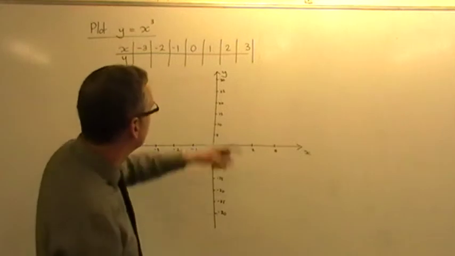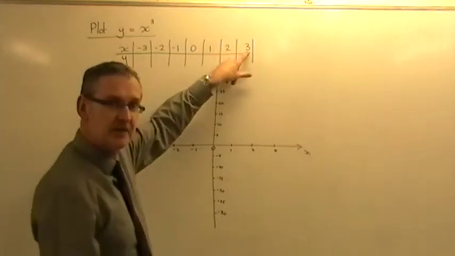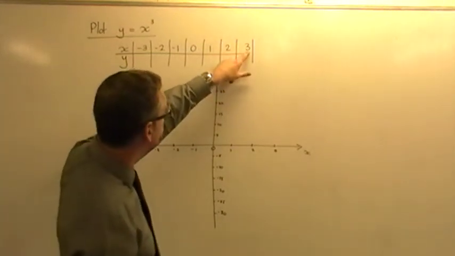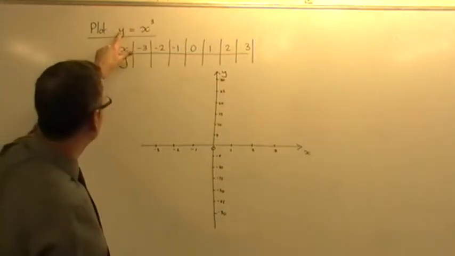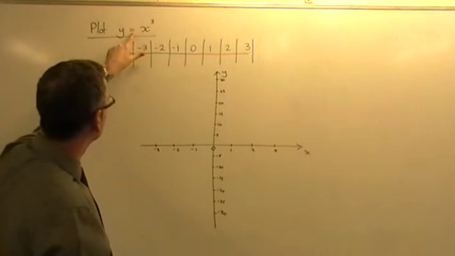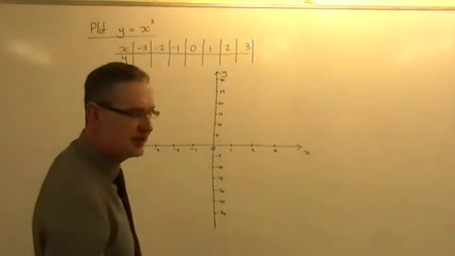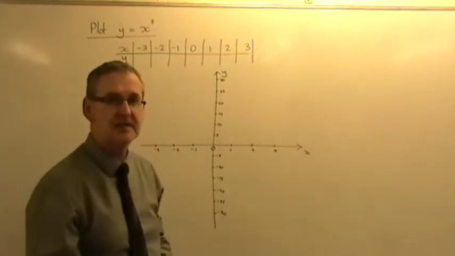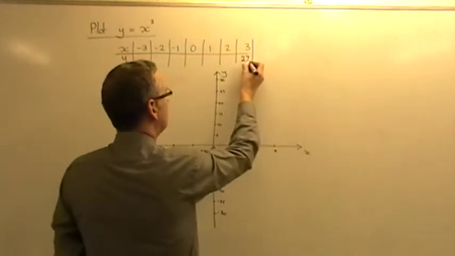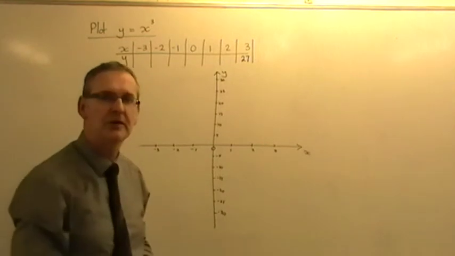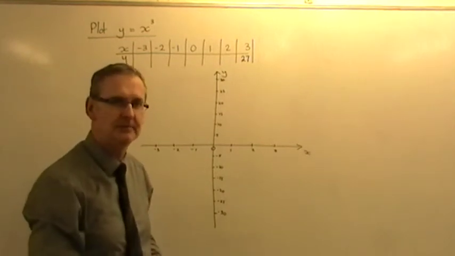Okay, let's do them. I'll start with the positive x's first. If x is 3, from the equation y equals x cubed, the y value to go with it will be equal to 3 cubed. 3 cubed means 3 times 3 times 3. 3 times 3 is 9, times by 3, 27. So I've got a point to plot, 3, 27.